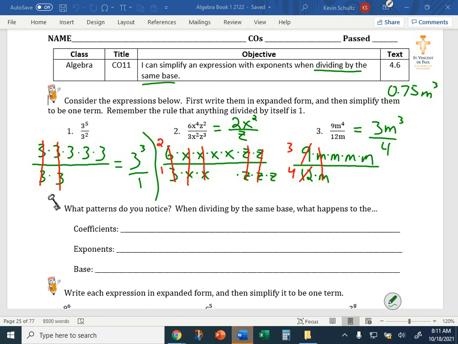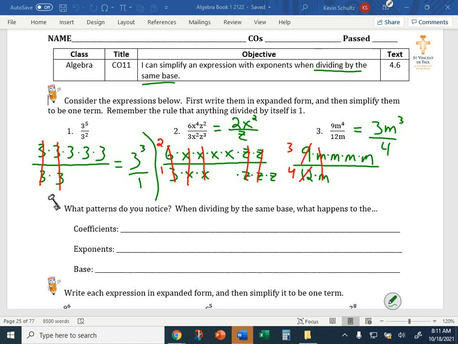We will use fractions more and more as we get deeper into algebra. Now comes the fun part. What's our rule so we don't have to write this in expanded form all the time? What do we do with the coefficients? What do we do with the exponents? What do we do with the bases? Kind of the same three things that we talked about in CO10. Ellen, give me one of them.